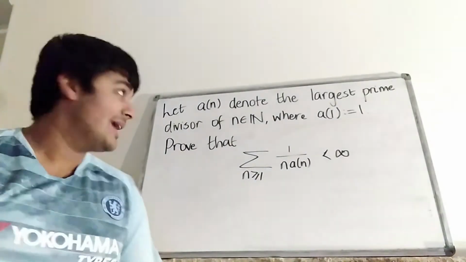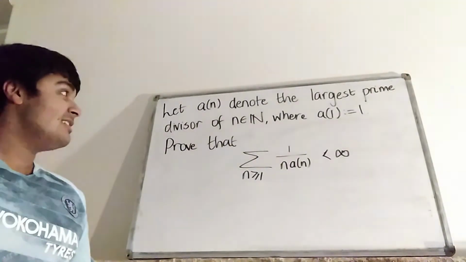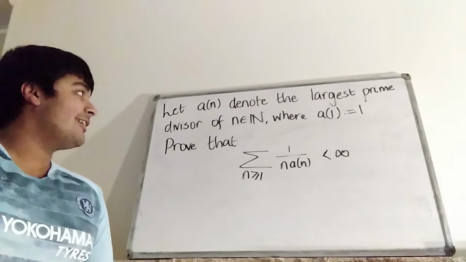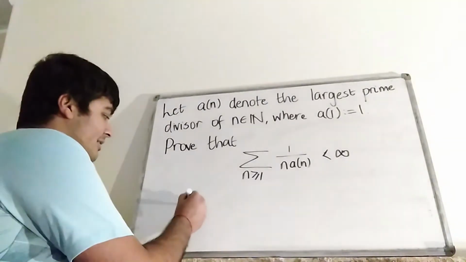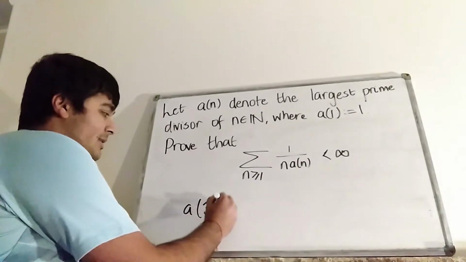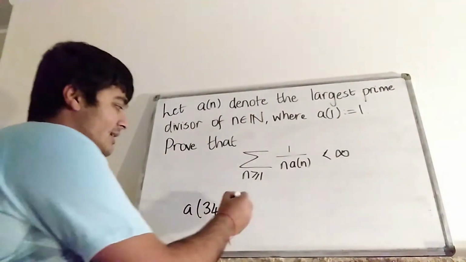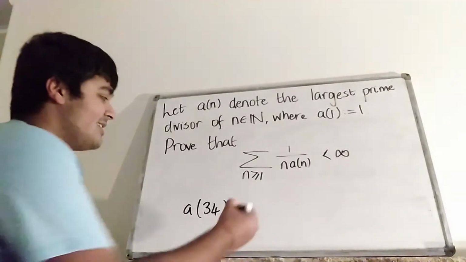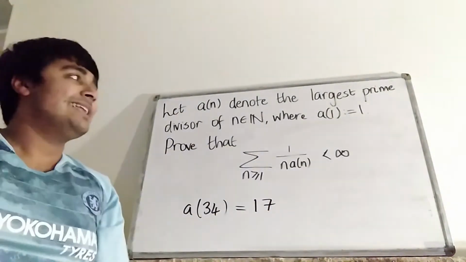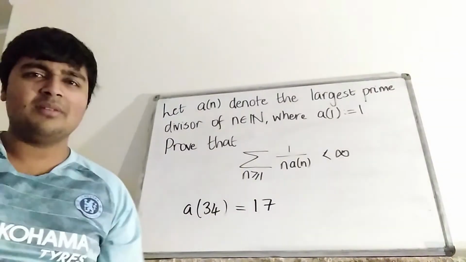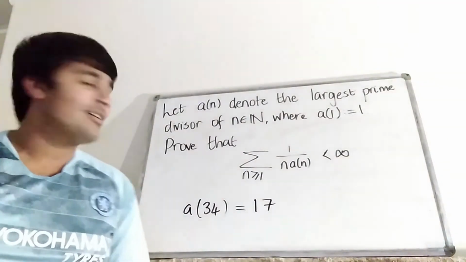Anyway, this is the problem that we have today. We have a_n denoting the largest prime divisor of n, where n is a natural number. So for example, a of 34, because 34 is 2 times 17, and 2 and 17 are prime numbers, a of 34 is going to be 17. And we also have this small technicality that a_1 is defined to be equal to 1, because obviously 1 doesn't really have any prime factors.